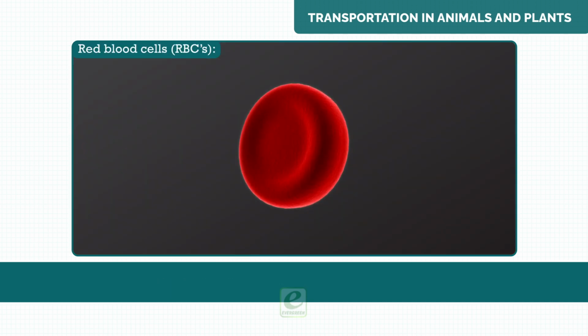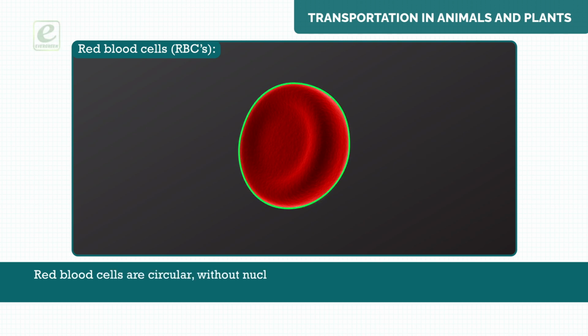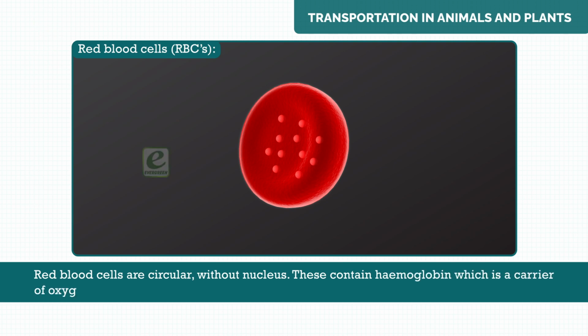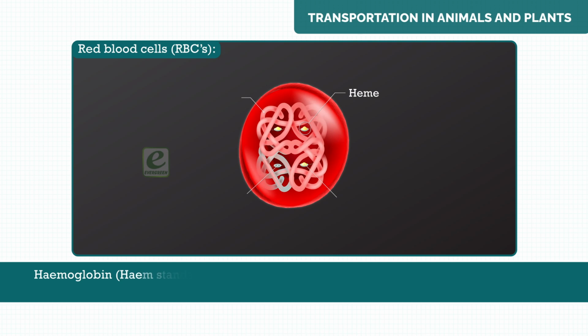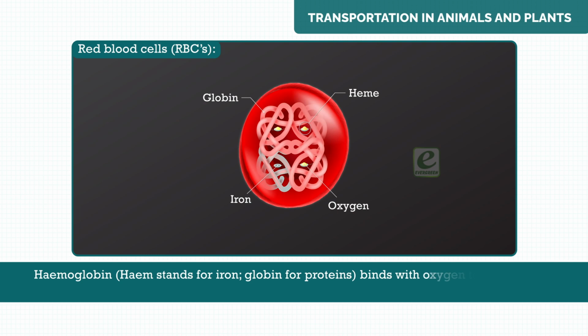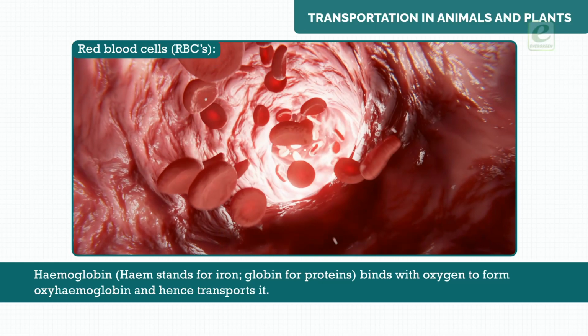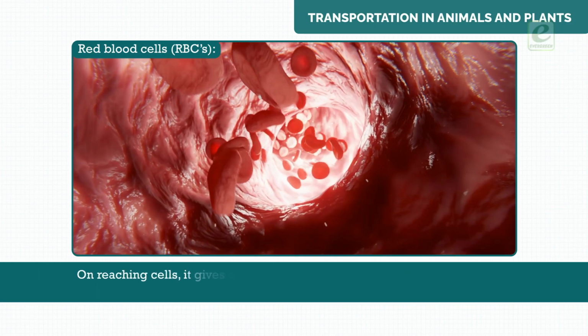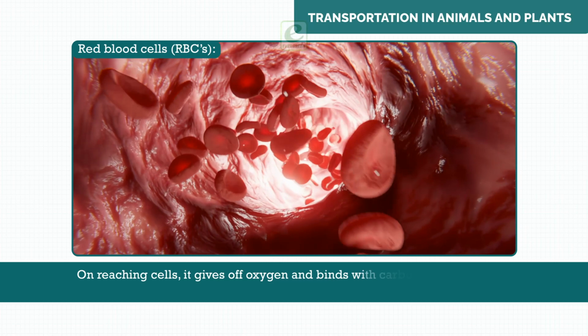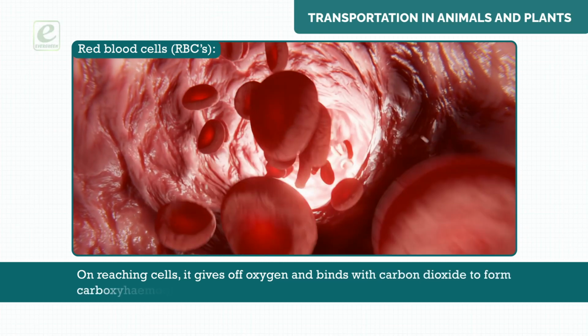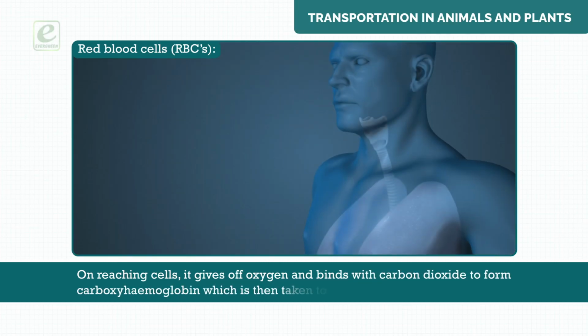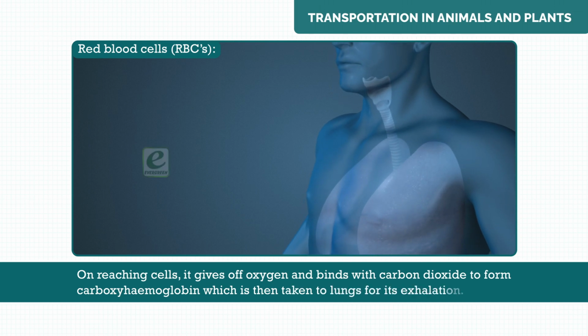Red blood cells, or RBCs. Red blood cells are circular without nucleus. These contain hemoglobin, which is a carrier of oxygen. Hemoglobin, where heme stands for iron and globin for proteins, binds with oxygen to form oxyhemoglobin and hence transports it. On reaching cells, it gives off oxygen and binds with carbon dioxide to form carboxyhemoglobin, which is then taken to the lungs for its exhalation.